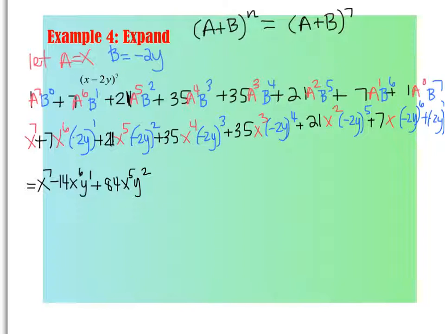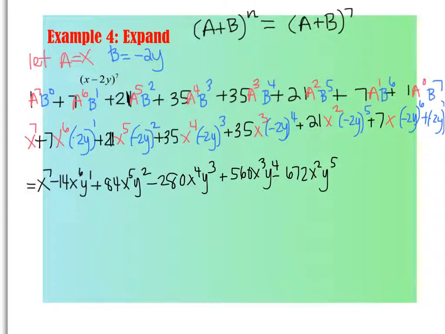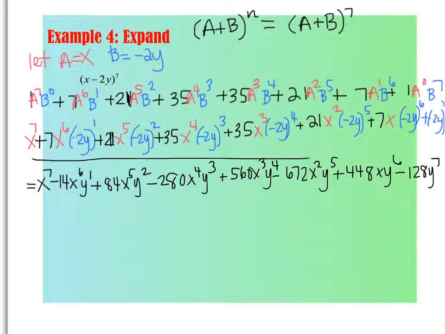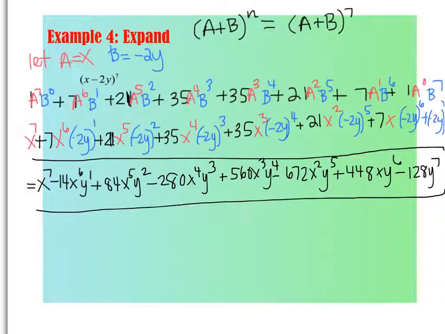And we just want to keep doing that process. So the next one will be 35 times negative 2 cubed. So we'll get negative 280 x to the fourth, y cubed. Then we'll have 560 x cubed y to the fourth minus 672 x squared y to the fifth plus 448 x y to the sixth minus 128 y to the seventh. So it seems like a lot of work, but actually this is saving us so much time and energy from having to do all of the distribution and combining like terms by hand.